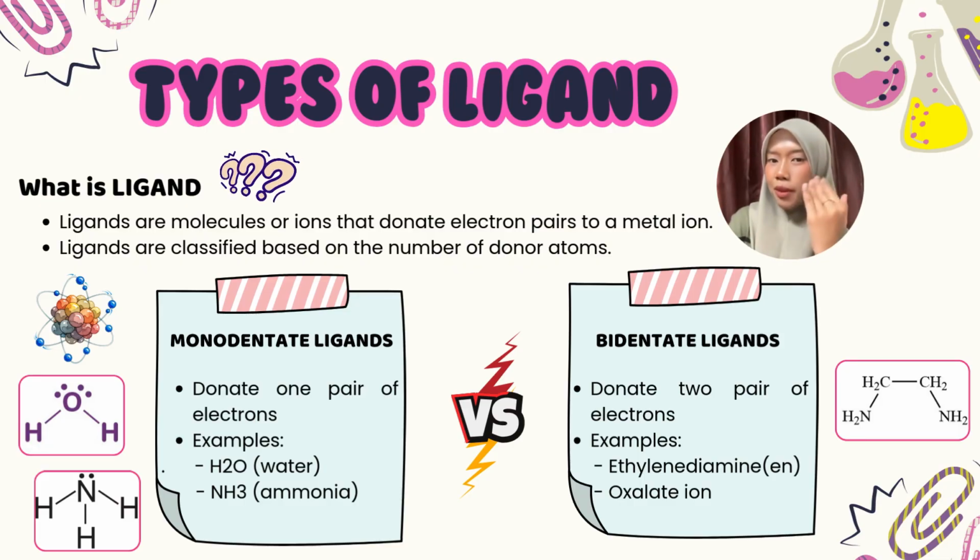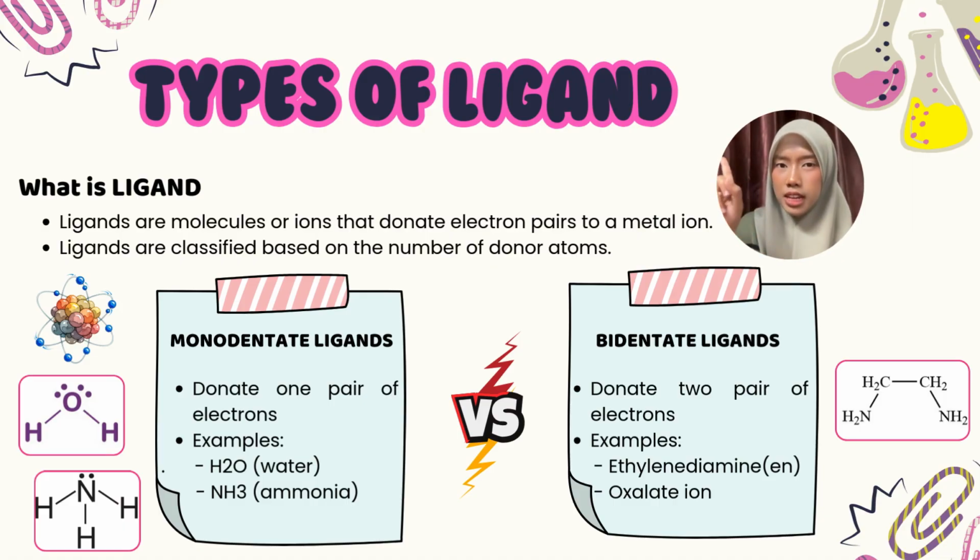Hi, now let's move on to the types of ligand. So first, what is a ligand? Okay, let's go through. A ligand is a molecule or ion that donates a pair of electrons to a metal ion. Ligands really play an important role in forming coordination compounds by bonding with the central metal ion. Ligands can also be classified based on the number of donor atoms they use to bond with the metal. Okay, so we have two types of ligand. The first one is monodentate ligands and the second one is bidentate ligands.